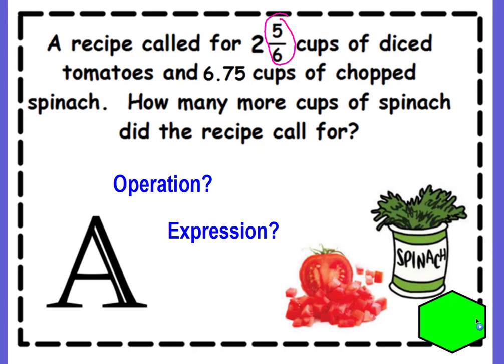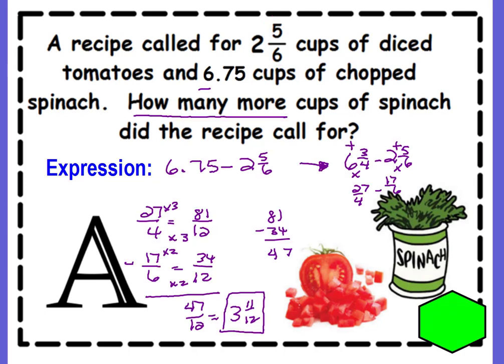Okay, let's see how you did. Did you get 3 11/12? If you did, awesome job. If not, go ahead and take a look at the work that was done. In this case, you could not change 5/6 into a terminating decimal number, so you had to change the 6 7/5 to fractions and use your fraction operations. So if you did not get it correct, pause the video, check out the work, see if you can find your mistake. If you did get it correct, move on to problem B.